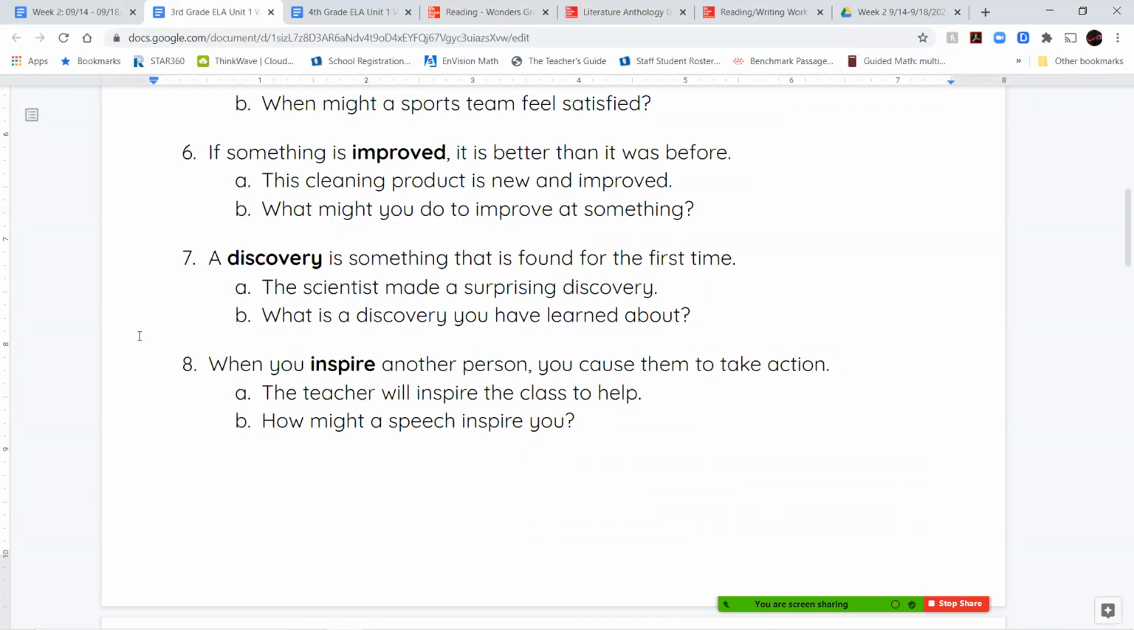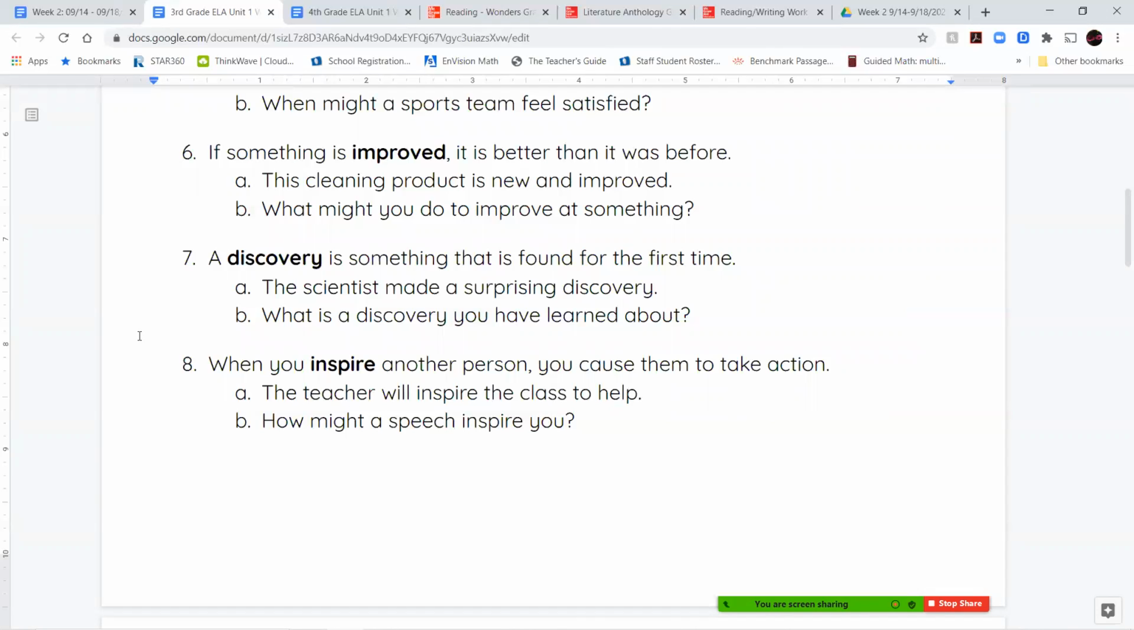When you inspire another person, you cause them to take action. So when you're inspiring someone to do something, you are making them excited and you're motivating them to want to do that thing. So the teacher will inspire the class to help, right? She's going to make them want to help. She's going to maybe give them a reward for helping or give them extra points or a treat. So they are inspired, they're excited, they want to help.